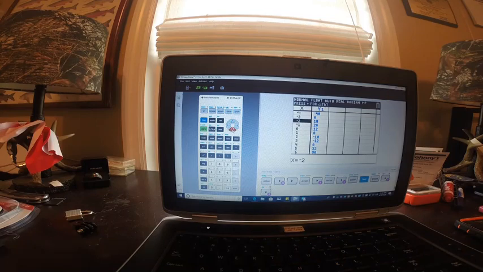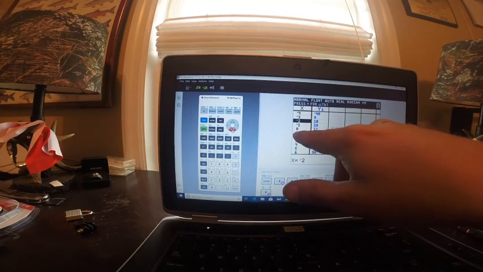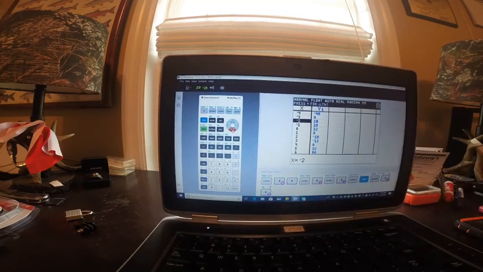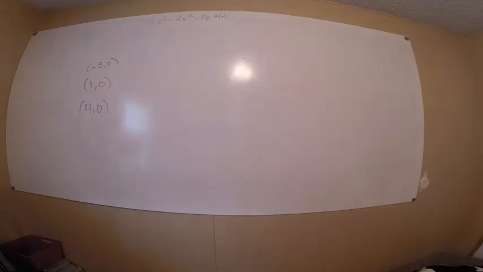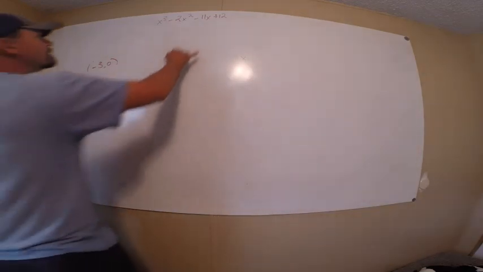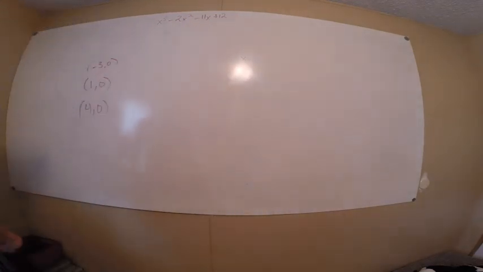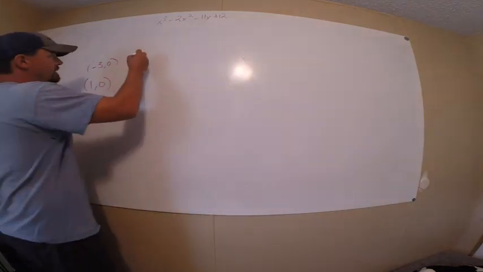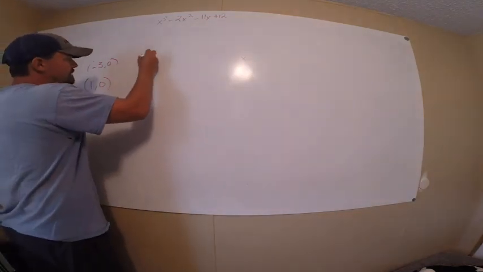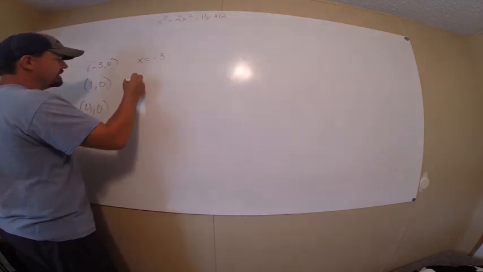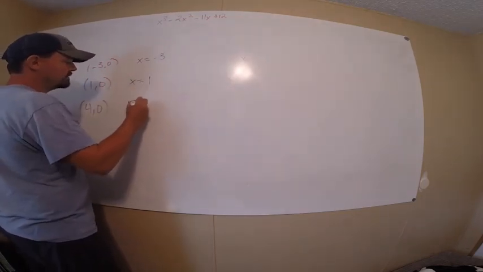So given those zeros, -3, 0, 1, 0, and 4, 0, I'm going to go to the board now and show you what to do with those zeros. Essentially, we're going to take these zeros and back solve to get the factorization of this original equation. So what I'm going to do is set this up as x equals -3, x equals 1, and x equals 4, right?